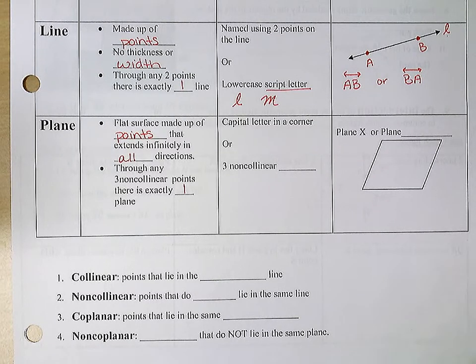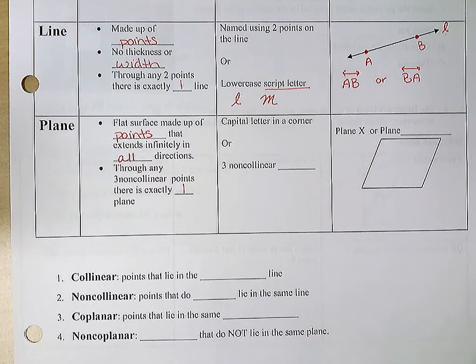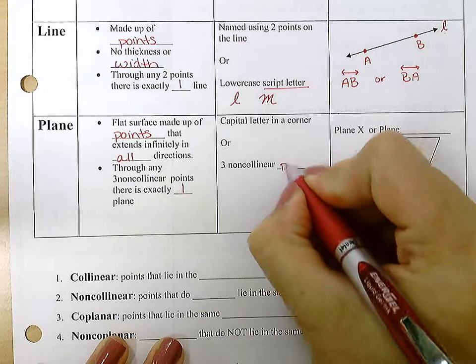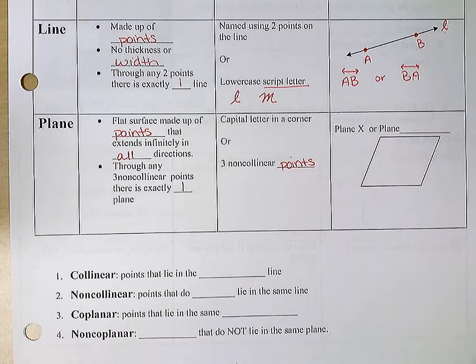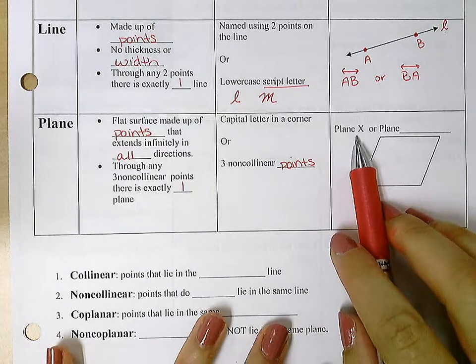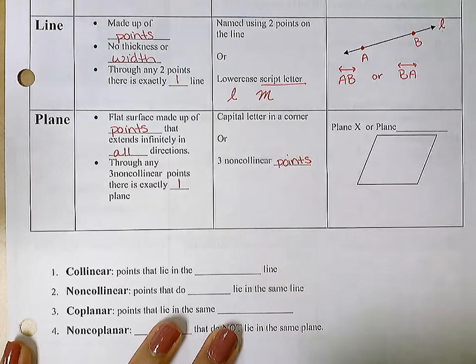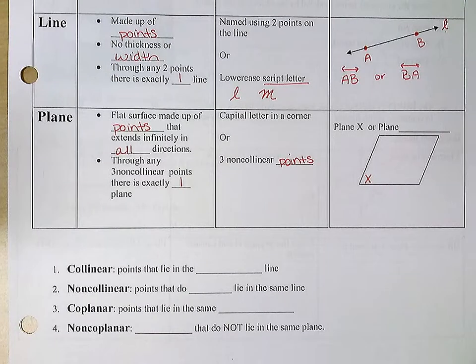Now to name a plane, we can use a capital letter in the corner, or we can use the 3 non-collinear points. I'll show you that off to the right in that example. So they're saying this plane would be plane X. Since they're using that capital letter, we want to put that X in one of the corners. It doesn't matter what corner you put it in, it's just in one of the corners of that plane.